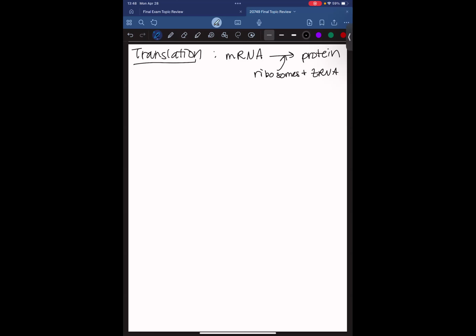So translation, basically your mRNA is a sequence of nucleotides that occurs in triplets. On the DNA, that same exact genetic code on the DNA, we actually literally call triplets. But on the mRNA, those are called something else. Does anybody remember what they're called?